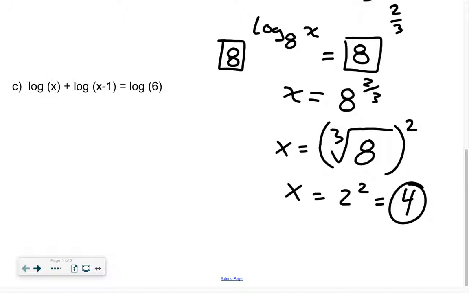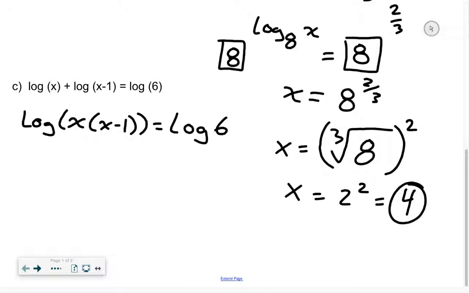Let's take a look at C. They give us an equal sign, so the directions are to solve. We need to solve for x. Now this one actually turns out to be much easier than what it appears to be. We are going to use this idea right here. We had the log, we started out with the multiplication and then wrote it as a sum. Now we're going to take the sum and write it as multiplication. So, log x times the x minus 1 as a quantity, and the log of 6.